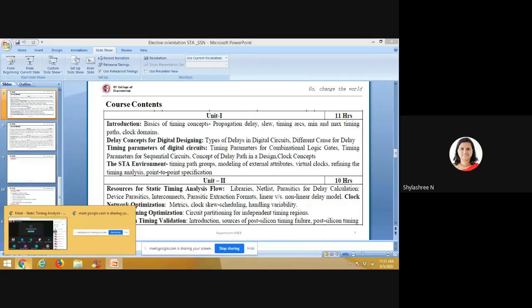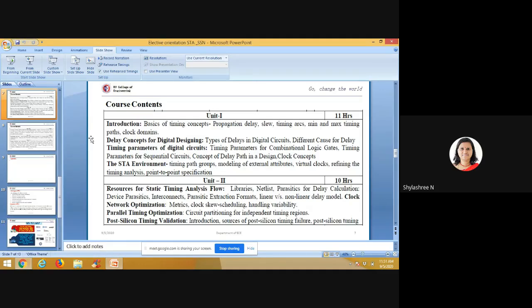Pre-layout, we are going to calculate the wire load model, and post-layout, we are going to calculate the exact capacitance and the resistance value. Are you getting it? And the fourth and the most important resource for your timing analysis is the design constraints. Design constraints play a major role at the pre-layout and the post-layout stage. Are you getting it?